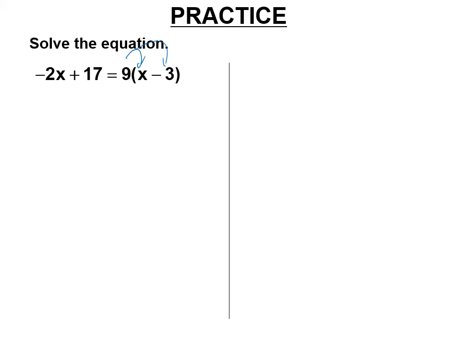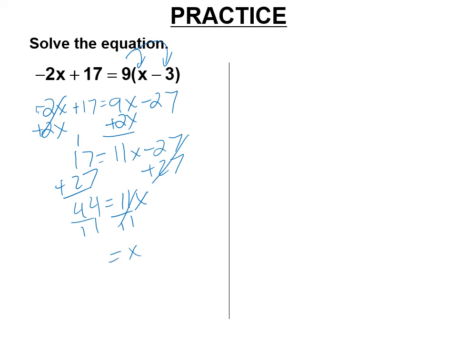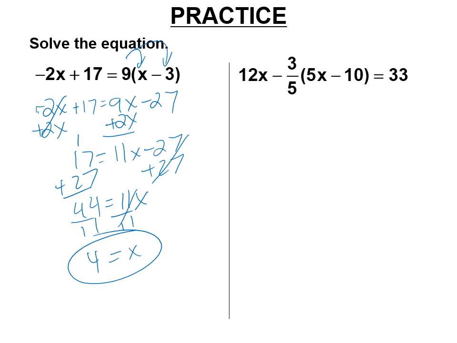All right, distributing a 9 there. -2x plus 17 equals 9x minus 27. Add 2x to both sides. I want to get rid of them where they're smaller. 17 equals 11x minus 27. Add 27 to both sides. I think that's 44 equals 11x. Divide by 11. And x equals 4. I didn't ask you to state the number of solutions, so that's all you had to do.